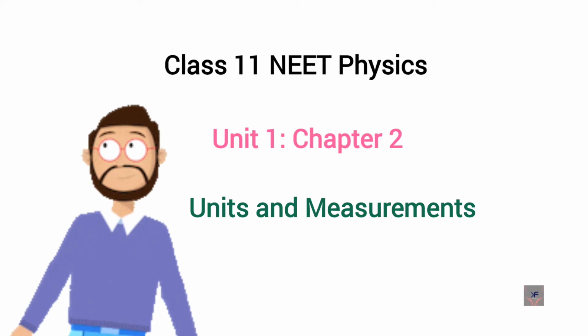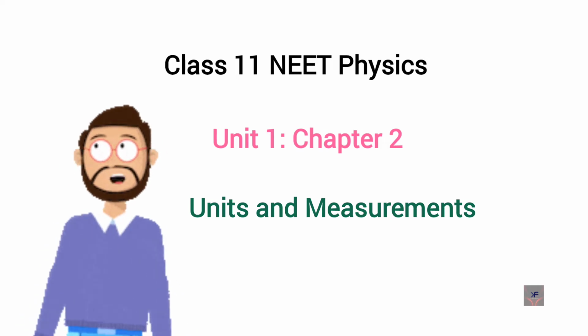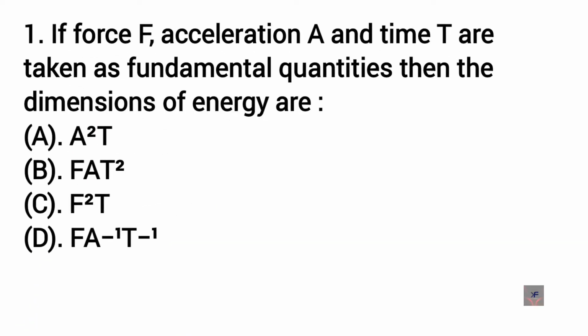Our first question today is 1. If force F, acceleration a and time t are taken as fundamental quantities, then the dimensions of energy are: a, a squared t; b, F a t squared; c, F squared t; d, F a to the power minus 1, t to the power minus 1. So what's the correct answer? Stop and try it.